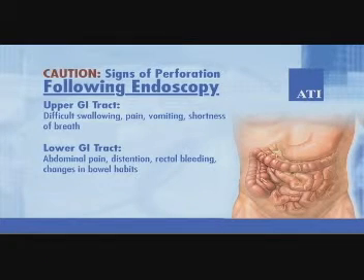Perforation of the upper gastrointestinal tract is signaled by difficulty swallowing, pain in the epigastric area, back or shoulder, vomiting, and shortness of breath. Perforation of the lower gastrointestinal tract is reflected in abdominal pain, distension, rectal bleeding, and changes in bowel elimination.